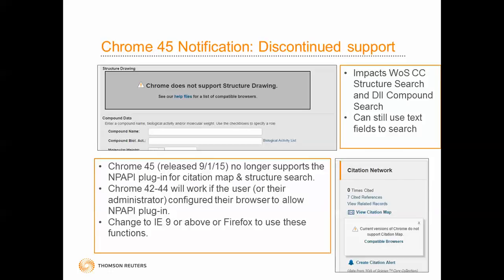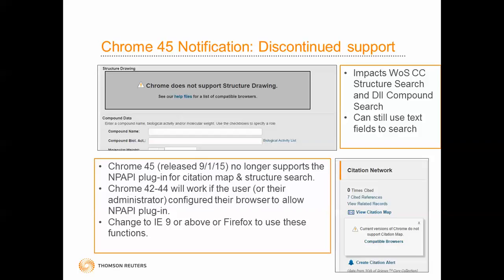Okay, again, Chrome 45. Chrome 45 is out there, and right now people may notice that when they're using Chrome 45, it does not support structure drawing or citation map. This has been a problem for a while. We're now going to introduce a message there instead of just an error message, a message that Chrome does not support that utility. This isn't a change that we're making. This is a change that Chrome has made, where they don't support certain Java encoding for security reasons.